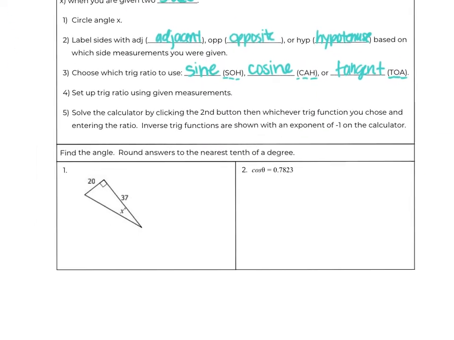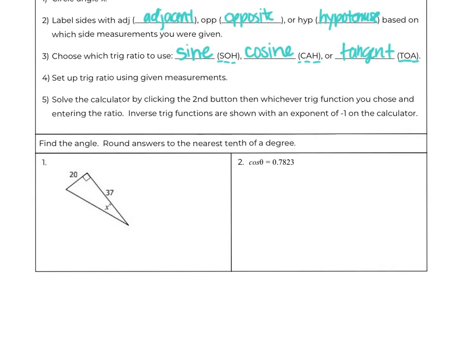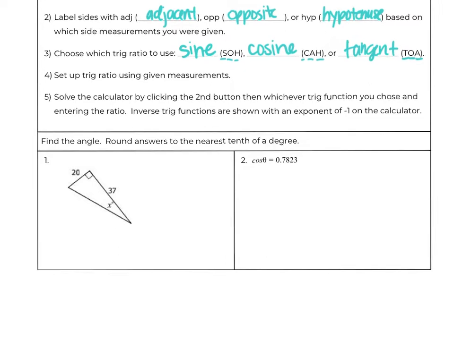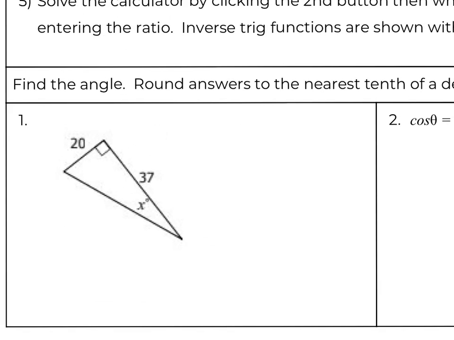And then we're going to set up our trig ratio using given measurements. The main difference today is that on the calculator, you have to do something slightly different, and I'll show you in just a minute. So number 1 says find the angle, round answers to the nearest tenth of a degree. Okay, so circle the angle we're looking for, so the x.